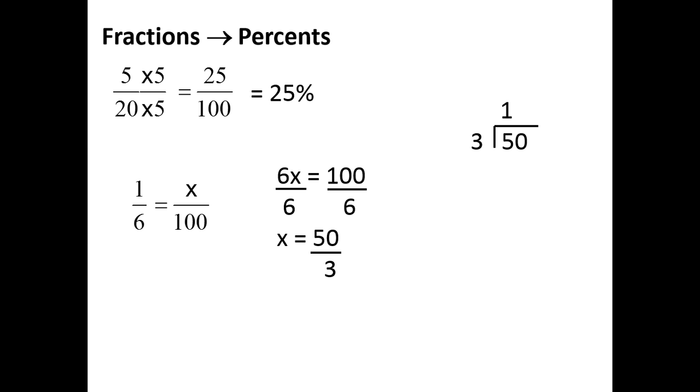And we can take that 50/3 and rewrite it as a mixed number to get x equals 16 2/3. Now remember, the x was a number out of 100, and we're trying to write this as a percent. So 16 2/3 out of 100 means 16 2/3%. So 1/6 is the same thing as 16 2/3%.